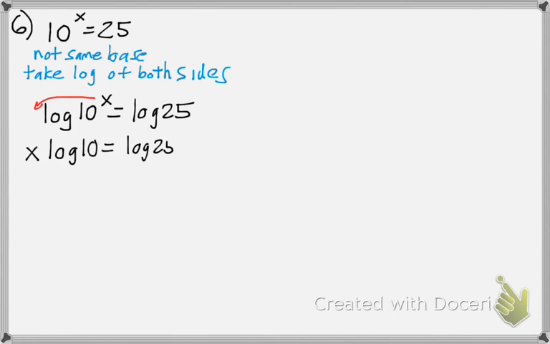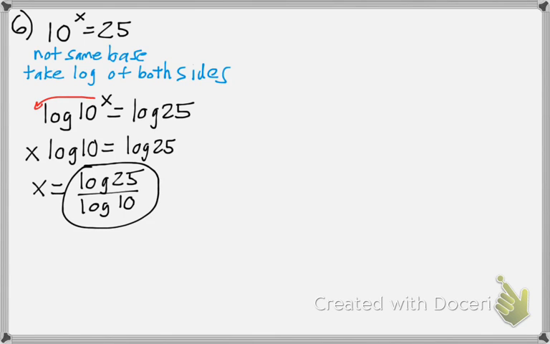And then we are solving for x. So log of 10, that's just a number. So I can divide both sides by log of 10. So x is equal to log of 25 over log of 10. And that'll be our answer. Like for part A, where it says find the exact solution, this is the exact.